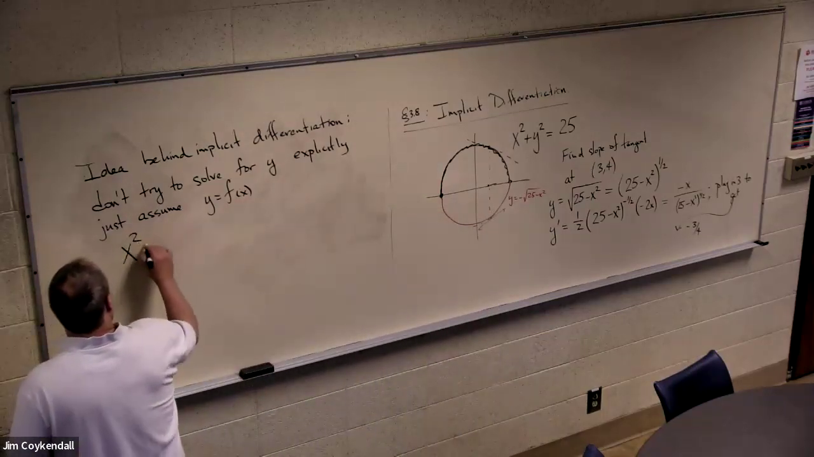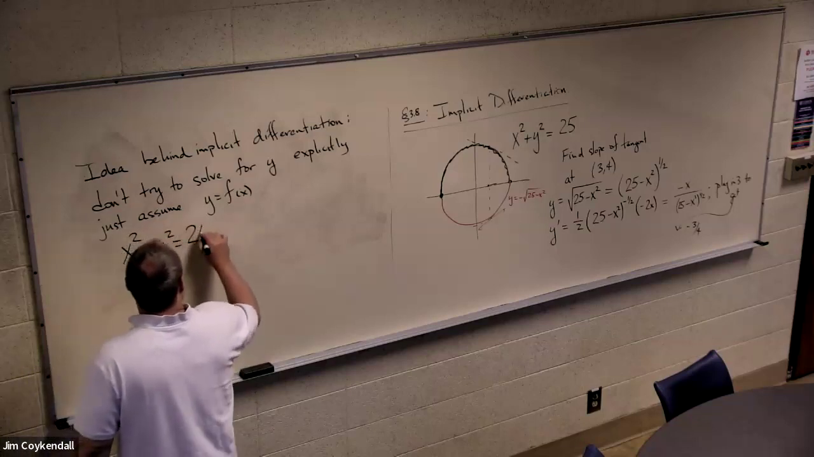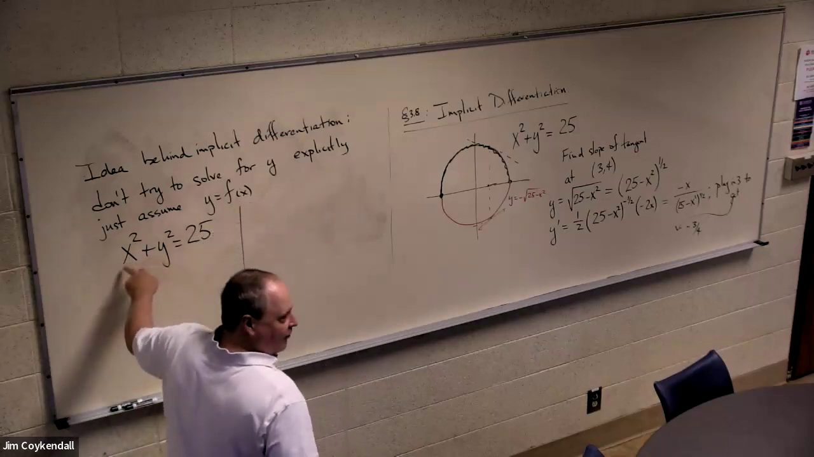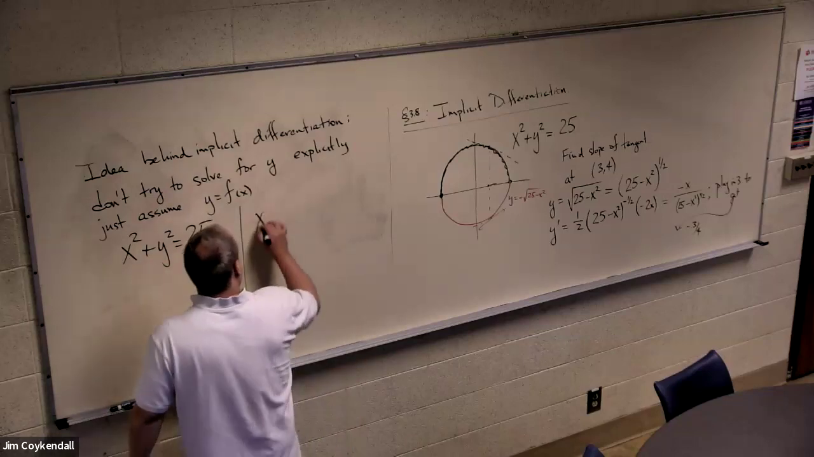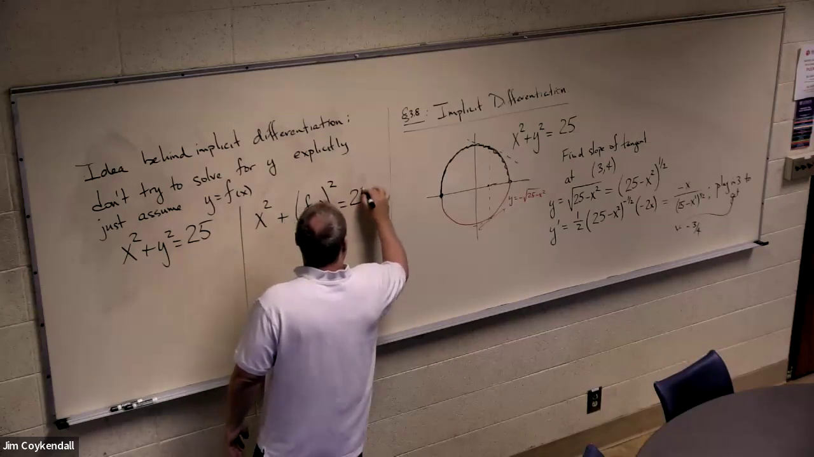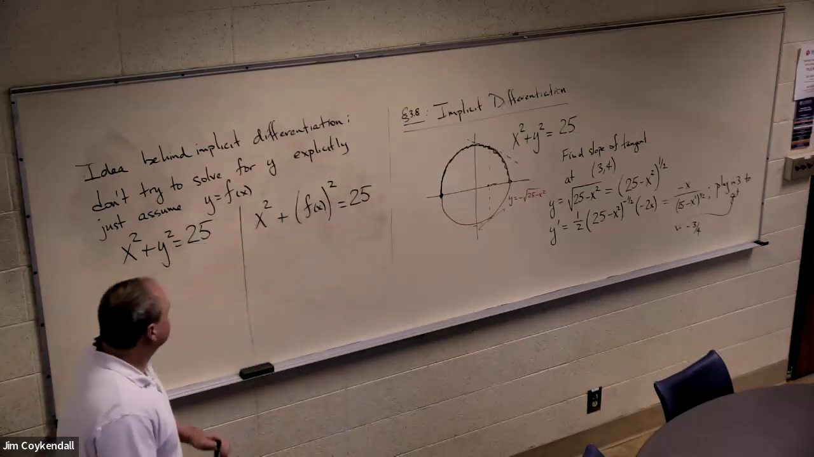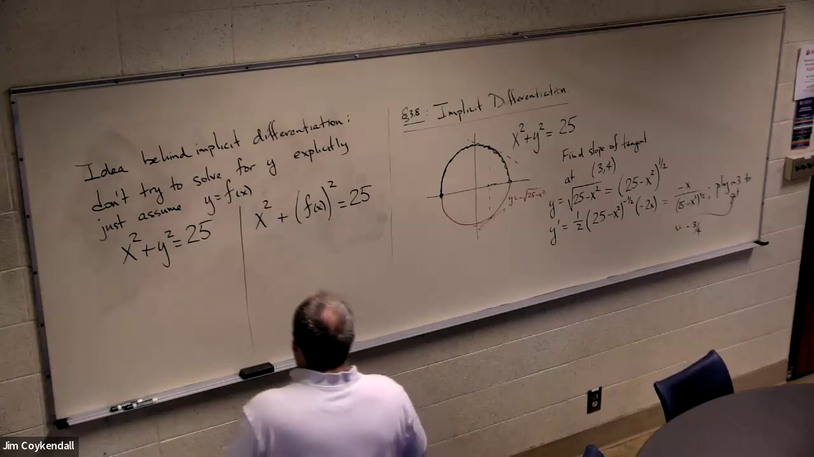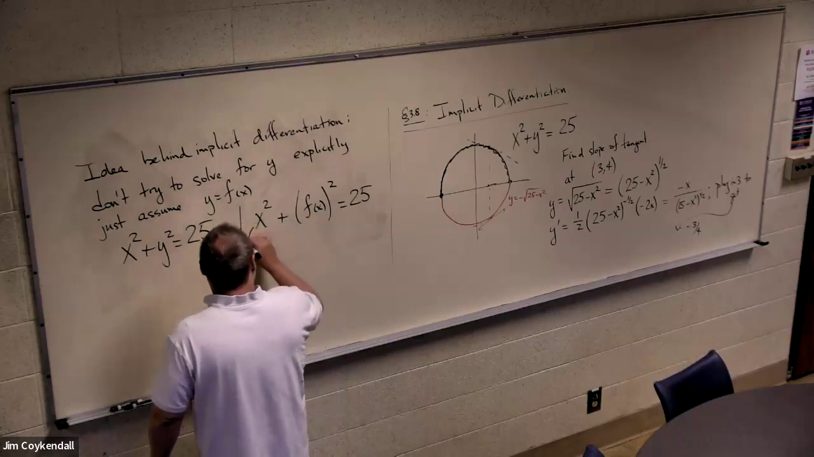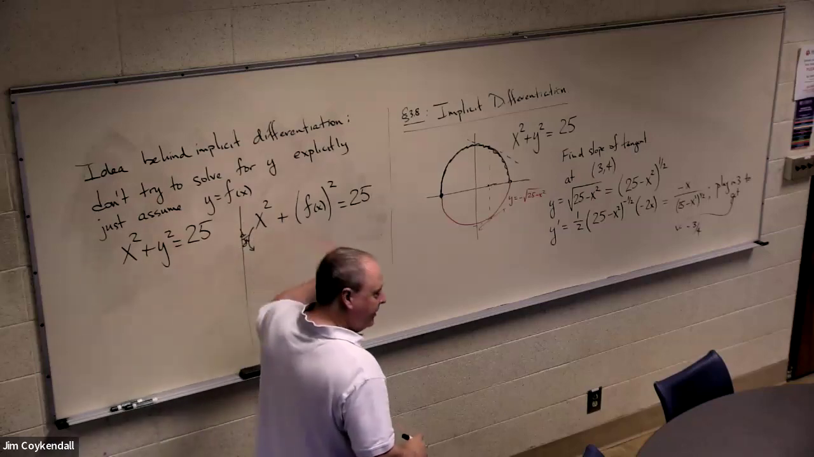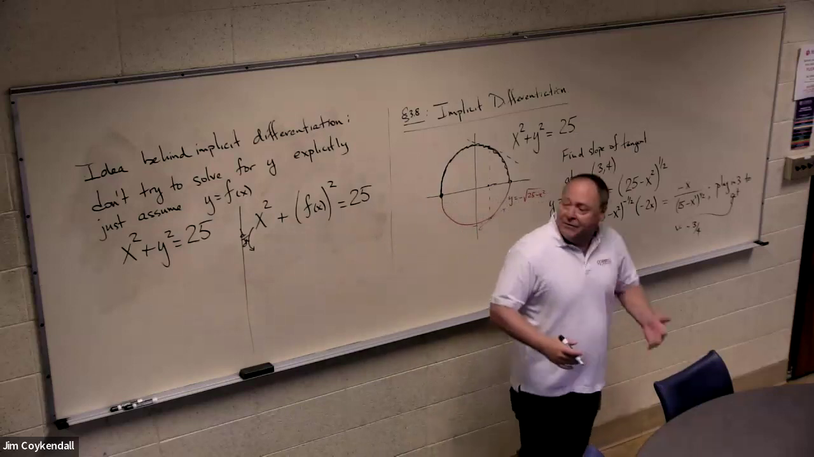So you have x squared plus f of x squared equals 25. I'm not going to try to solve for y, but I'm assuming that y equals f of x. And what I'm trying to find is y prime. I want to find what the derivative is. So what I'm going to do is take the derivative of both sides of this equation with respect to x. Now let's go through it. We'll do the left side first.